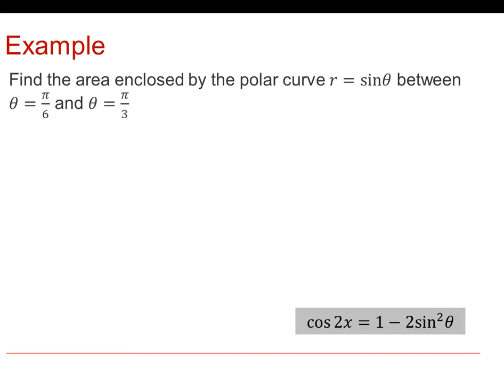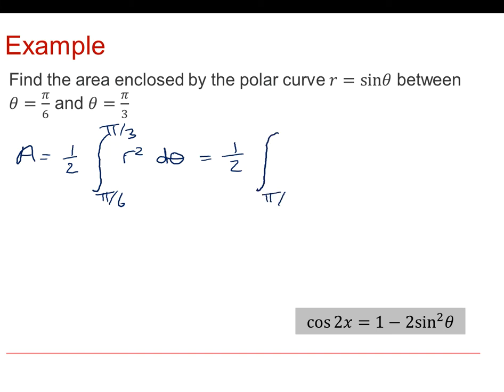In this example, we're asked to find the area enclosed by the polar curve r equals sine theta between theta equals pi by 6 and pi by 3. So the area will be half, taking that outside, and then the limits pi by 6 and pi by 3 of r squared d theta. And we know that r can be written as a function of theta, so we replace that and note that it's sine squared theta d theta, which we wouldn't find particularly easy to integrate.